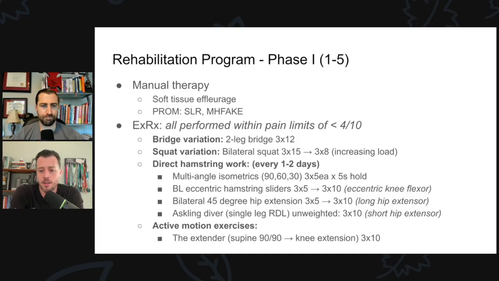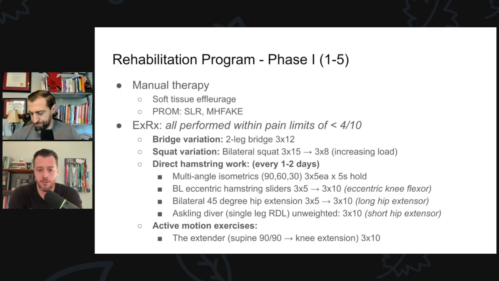And then the diver, again, I'm kind of with Dan. I think the diver, like that single leg RDL, you'll see this in the protocols as something you can use early on. Sometimes it's just not that well tolerated, and it's something that we'll add fairly quickly, but we might not be able to start with it day one. It really depends on the patient. So don't be afraid to try it. But if it's 5 or 6 out of 10 pain and they're not really loving it, I don't think you have to force it. You can get back to it as soon as you can.